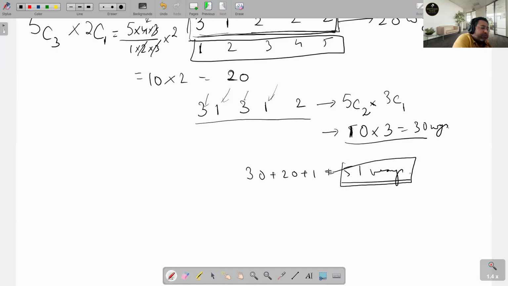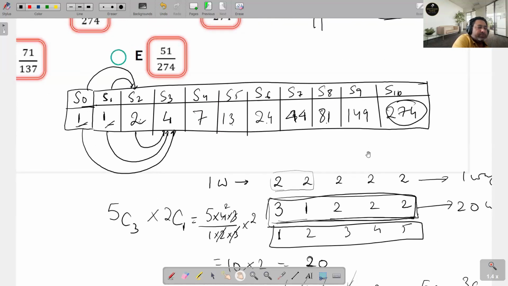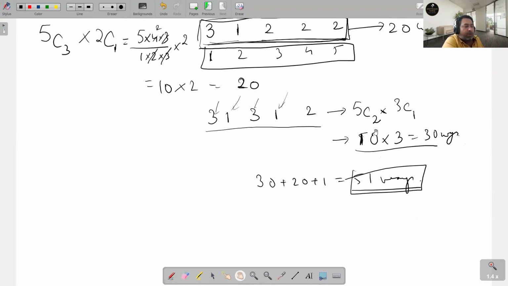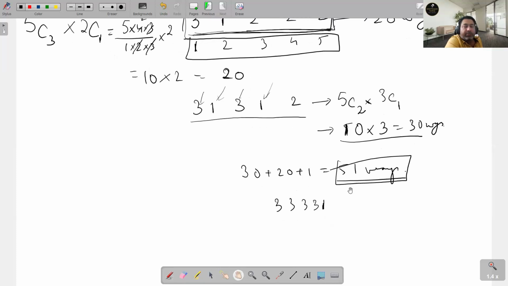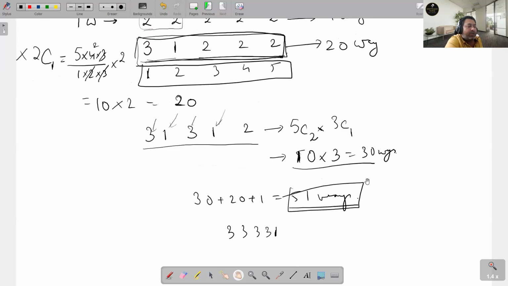Now understand, these 51 ways are also a part of these 274 ways. The remaining ways involve maybe a 6-step move, or a minimum of a 4-step move, which will be 3, 3, 3, 3, 1, correct? And what will be the maximum? The maximum number of moves to reach 10 steps will be 10, correct?